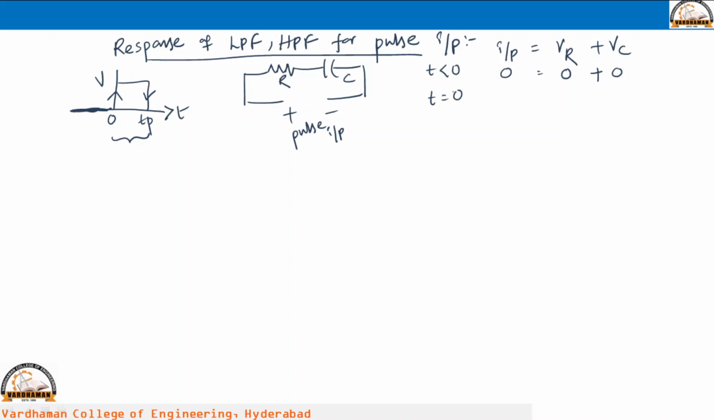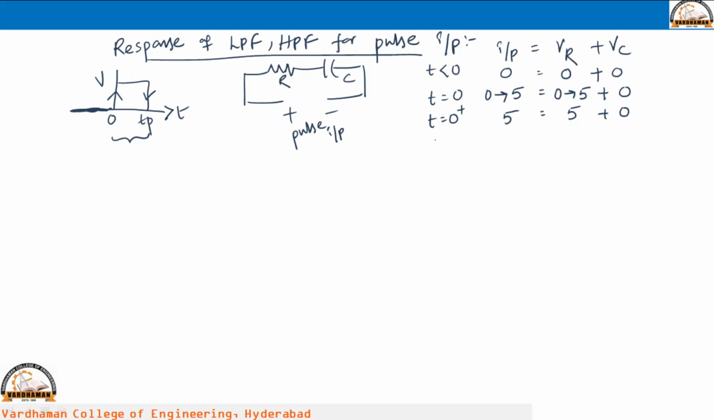Exactly at t equal to 0, what is happening? There is a discontinuity in the input where the voltage changes from 0 to 5 volts. As I said earlier, this change can be taken by the resistor. That means here also a 0 to 5 volts change will be there, but the capacitor does not allow sudden changes in voltage. Whatever the previous voltage is, the same voltage will be maintained by the capacitor. So just after the discontinuity, at t equal to 0 plus, the input has 5 volts, the resistor has 5 volts, and the capacitor has 0 volts. 5 equals 5 plus 0, KVL is satisfied.